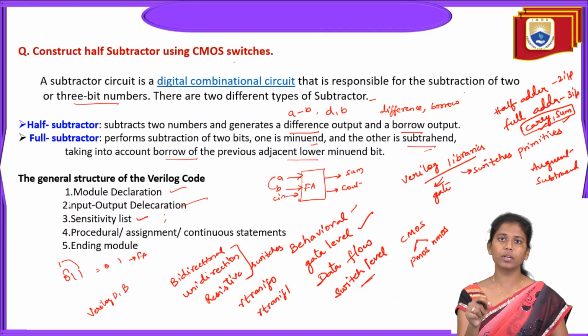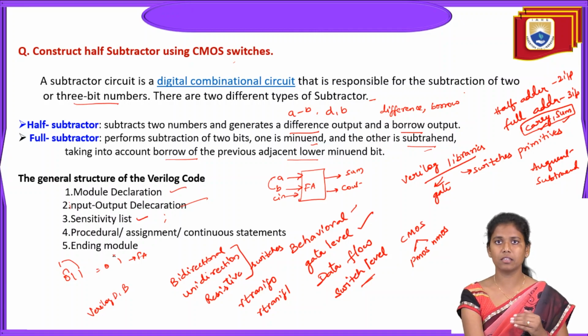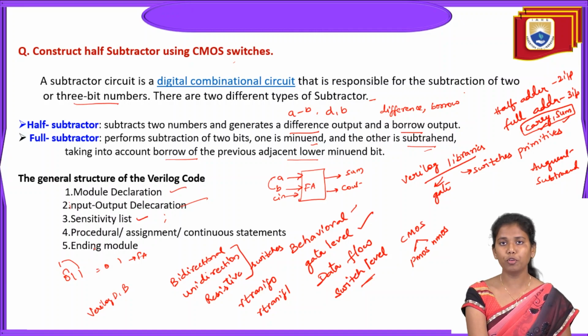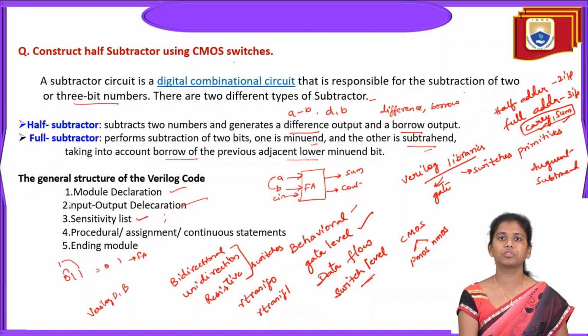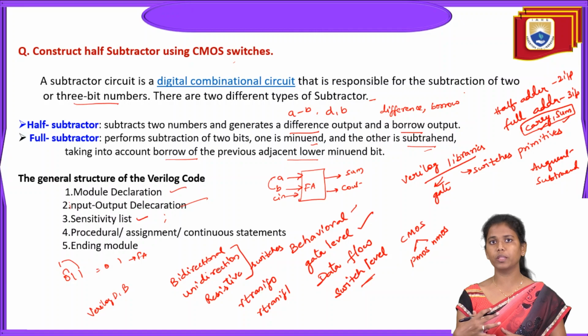Okay, if you forget to declare the semicolon, then you'll get some errors. So that's what it is. A sensitivity list is a third point that we have to declare. And the fourth one is procedural assignment and continuous statements. The fourth point goes with the statements.